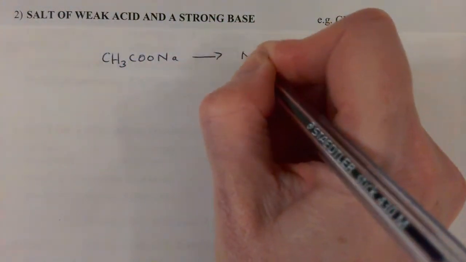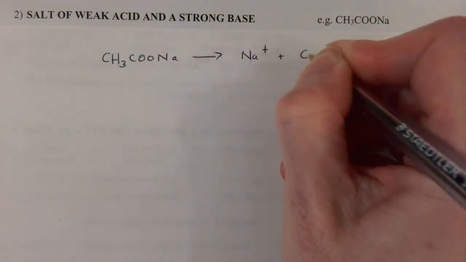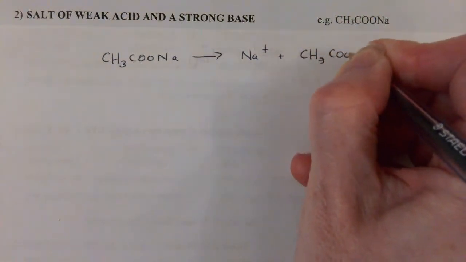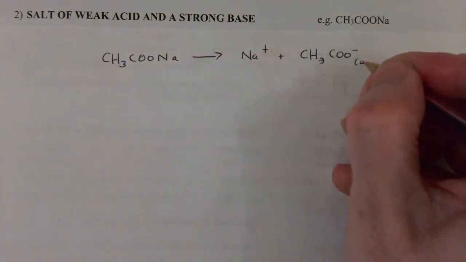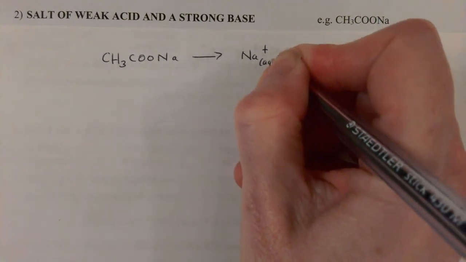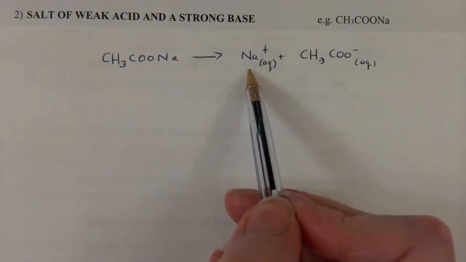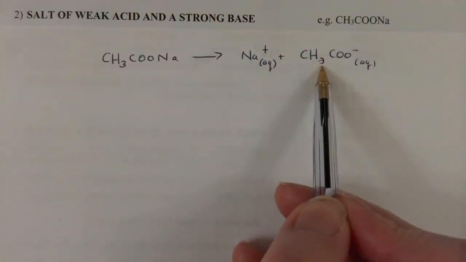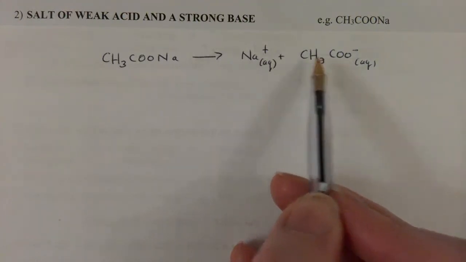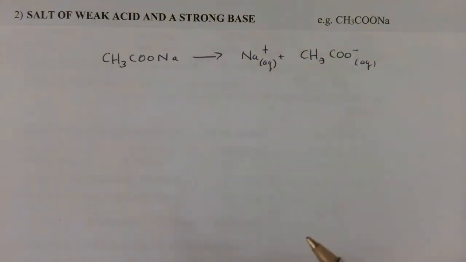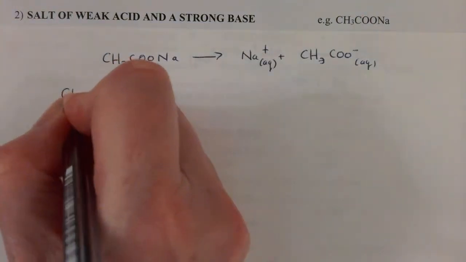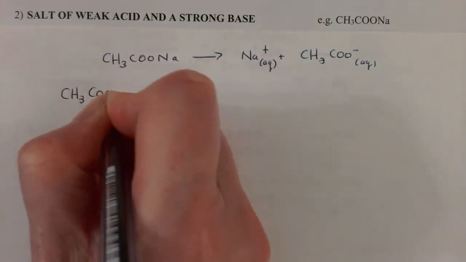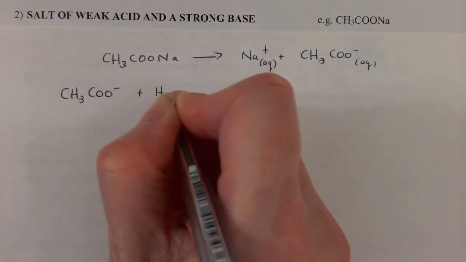So it'll turn into the sodium ions and the CH3COO negative ions. So those will both be in water. Now again, the sodium ion, because it's come from a strong base, will have no effect on water. But this part, the anion, has come from a weak acid, and therefore it can, because this is a reasonably strong base, react with water. It only needs to be a little bit stronger than water to be able to react with it.